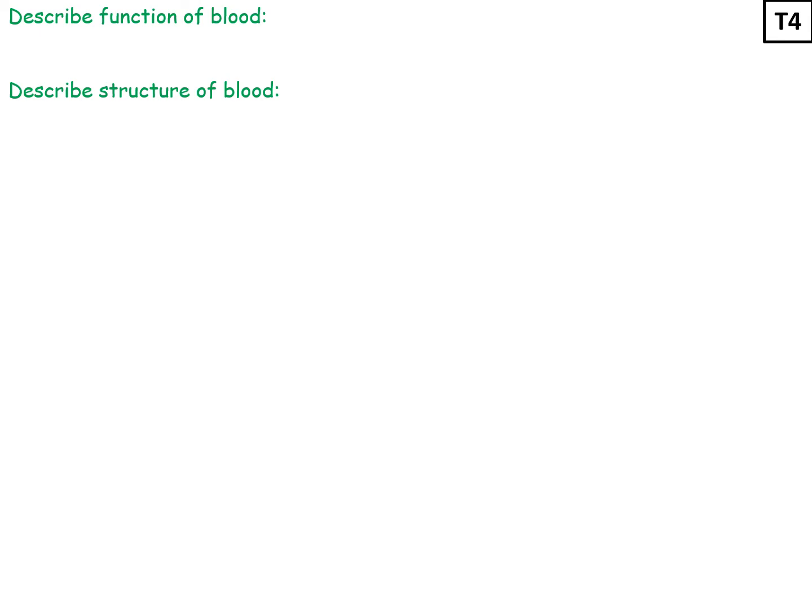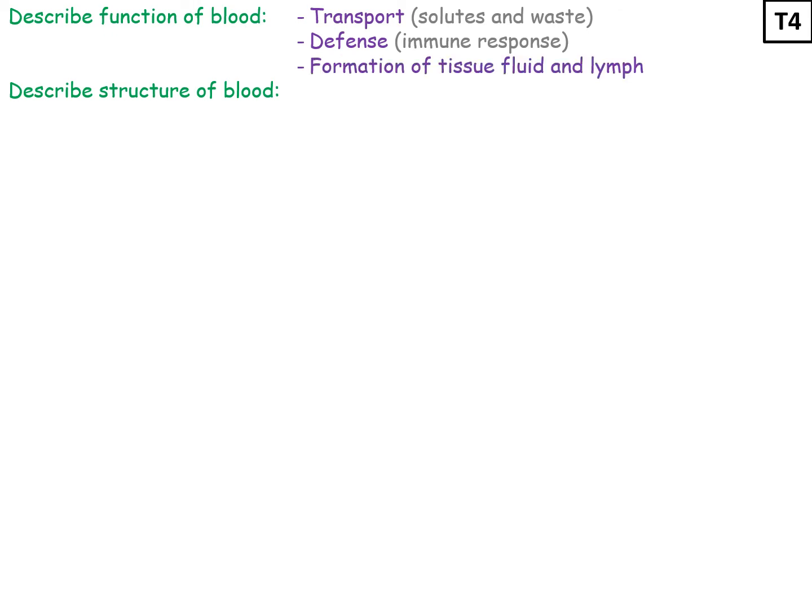Describe function of blood. Transport, things like solutes and waste. Also used for defense, for immune responses. And the blood is also used to form tissue fluid and lymph.